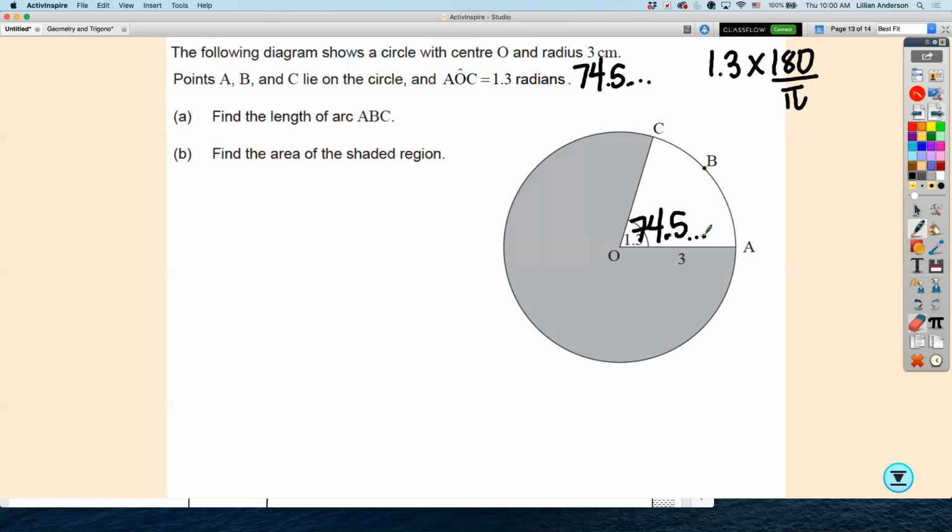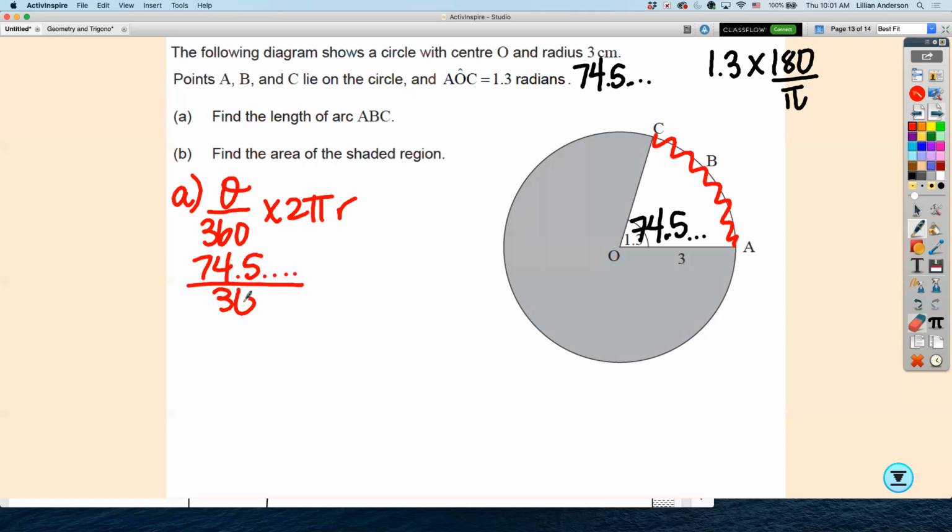So when it asks you to find the length of arc ABC, it's asking you for the length. So then you'll need the formula theta over 360 times 2 pi r. Theta is that 74.5 number you have in your calculator, divided by 360 times 2 pi, what's my radius? 3. So I type that into my calculator to get our answer for arc length. 3.9, as did I. Length is always measured in units. Area is always measured in squared units.